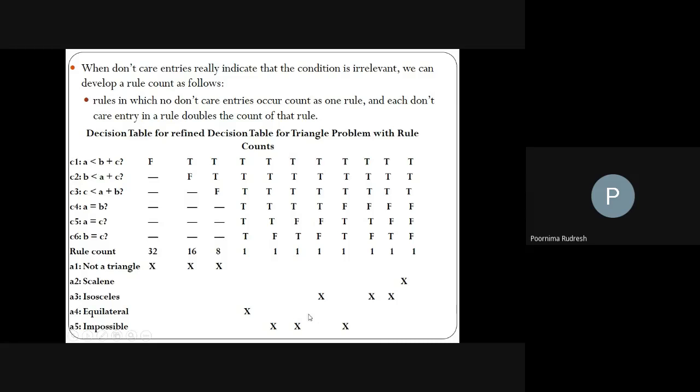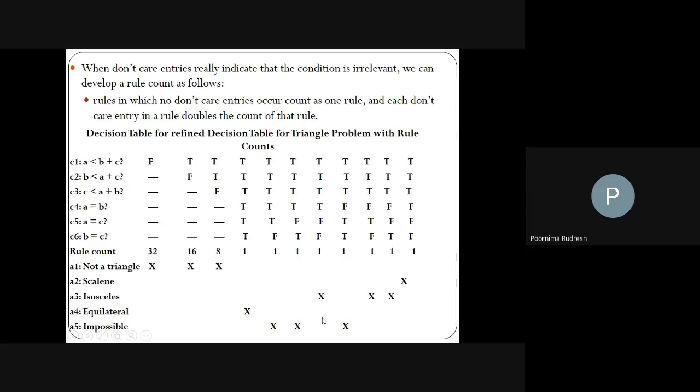Hence, it is treated as the impossible condition. Similarly, for this rule, here what happens? A is equal to B is set as false, but A is equal to C and B is equal to C is set as true. Then if A is equal to C and B is equal to C, we cannot set A is equal to B as false. It is impossible.